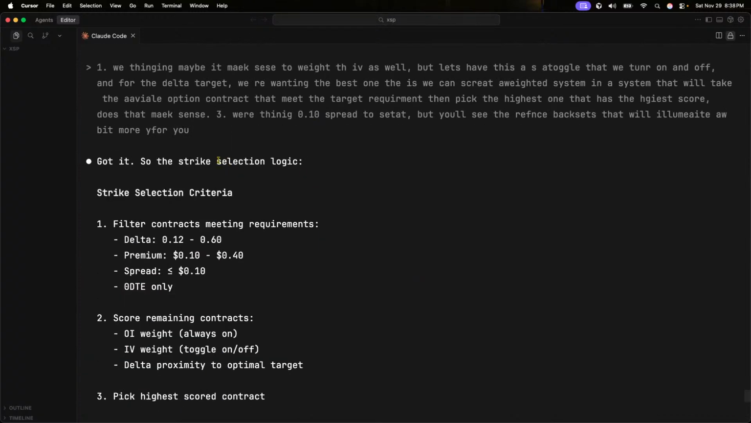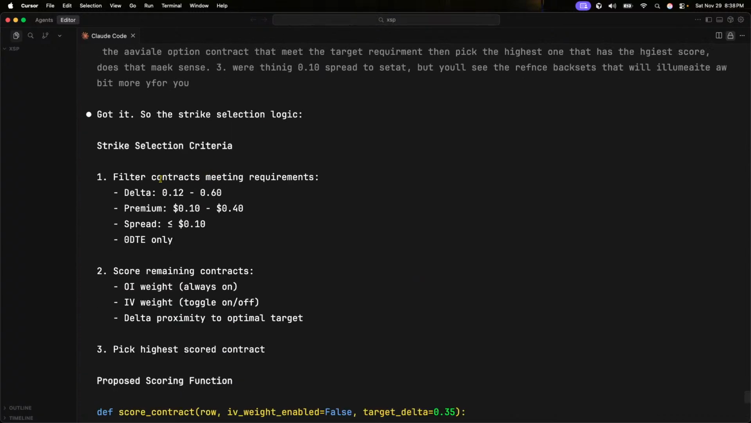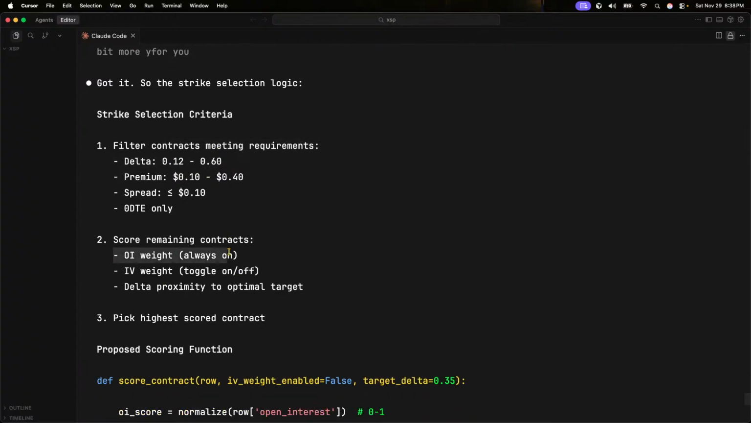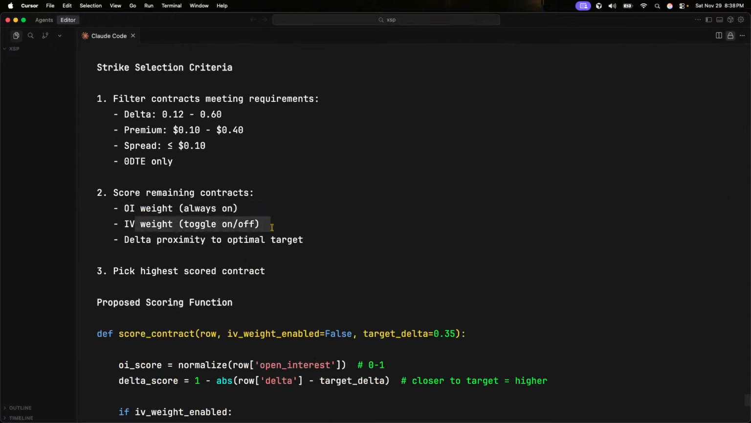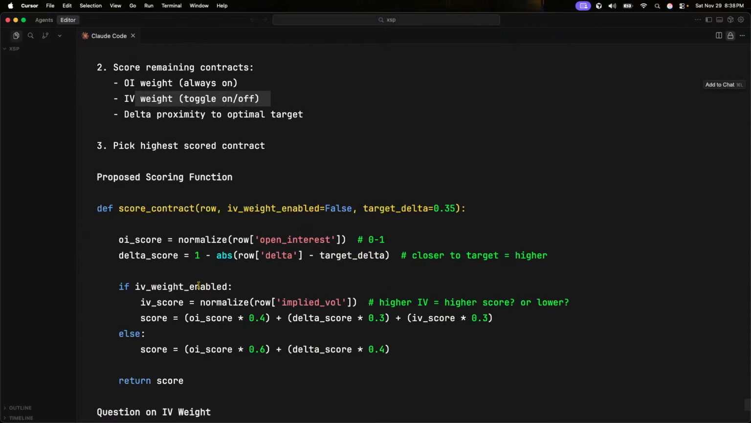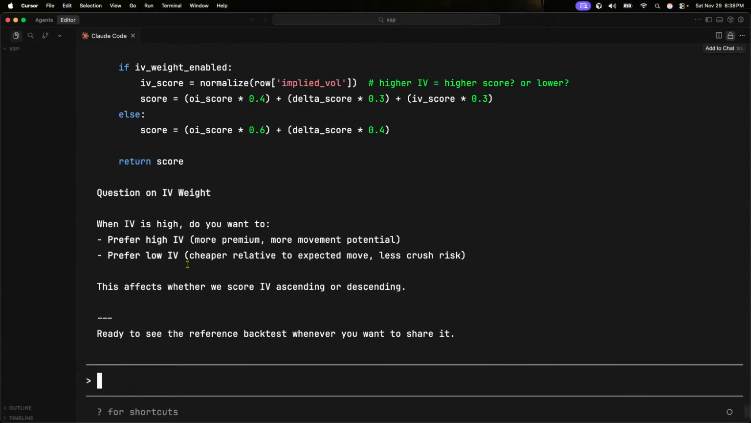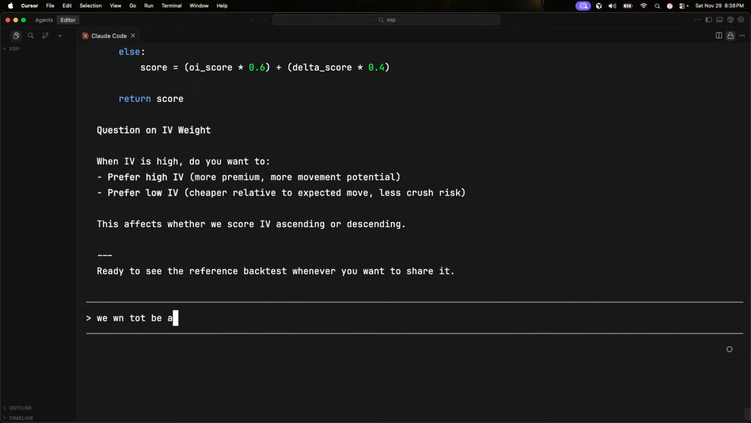All right, got it. So the strike selection logic: the filter, meeting the requirements, scoring, the open interest always on, the IV we could toggle on and off, the delta proximity to the optimal target. We pick the highest score. Question: when IV is high, do you want to prefer high IV, more premium, more potential movement, or low IV, cheaper? Okay, we want to be able to take the best option available.